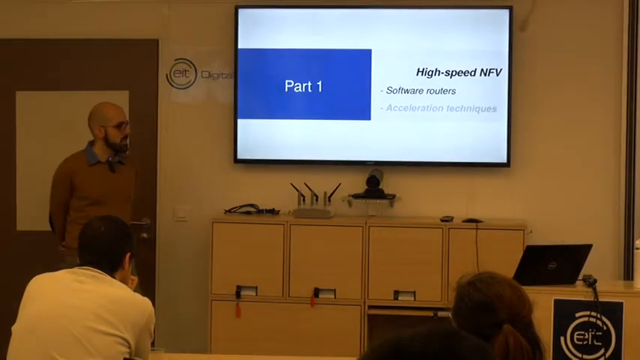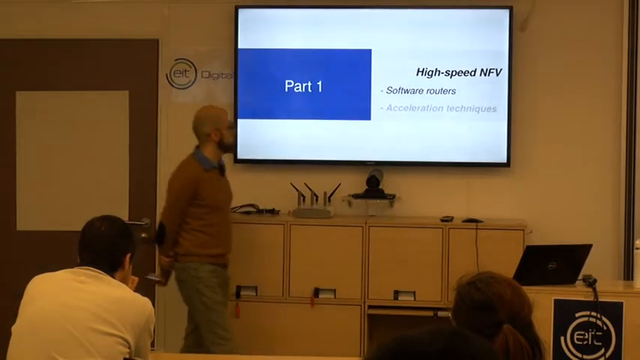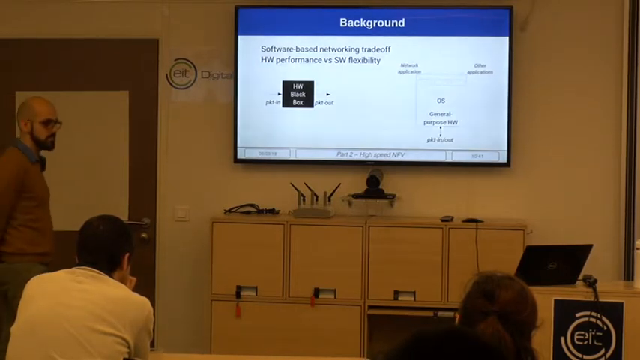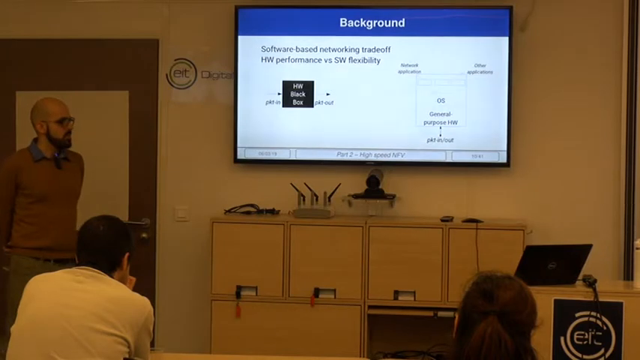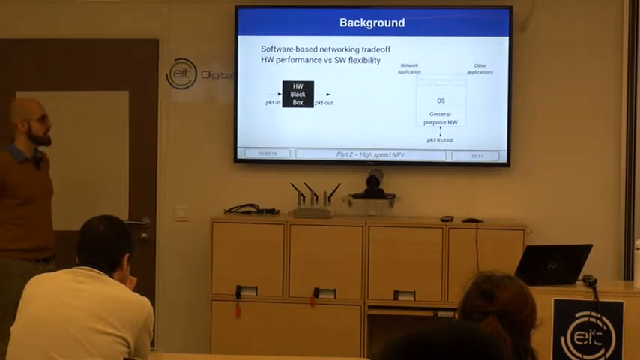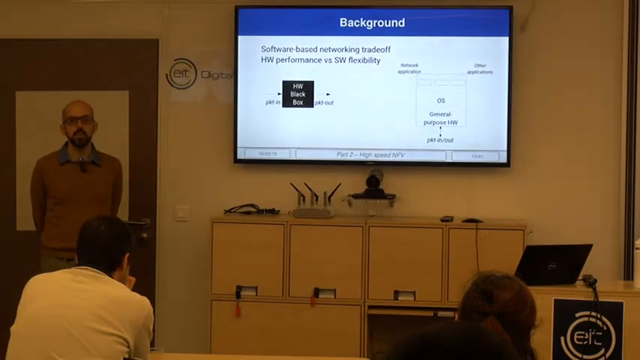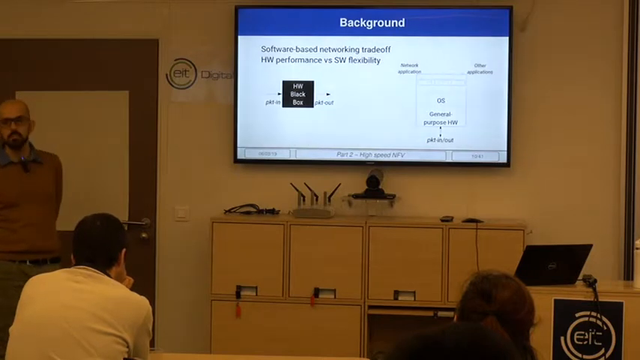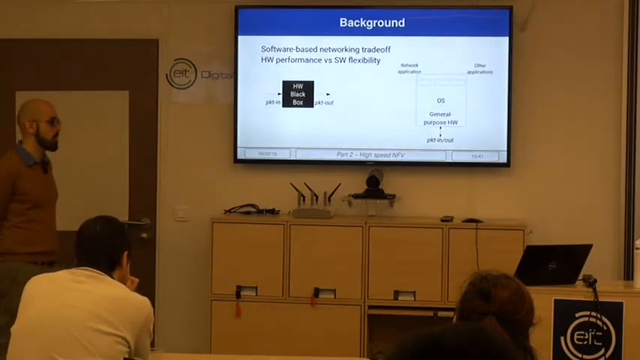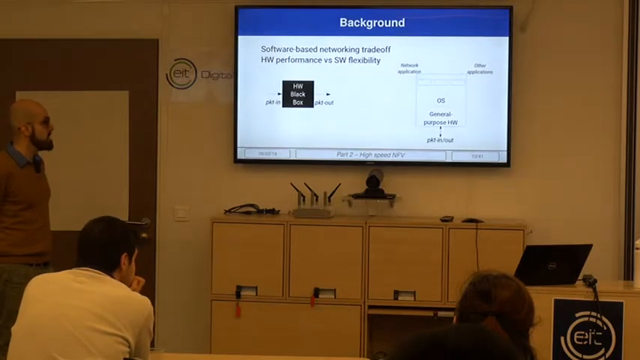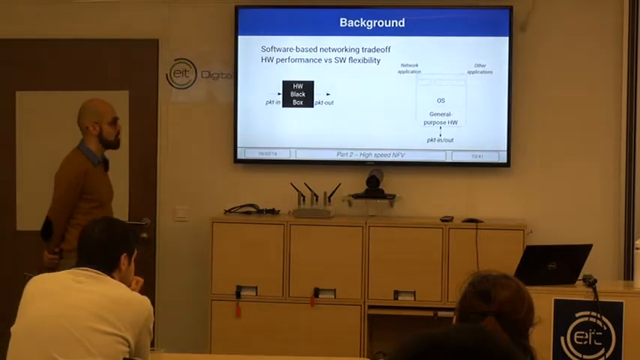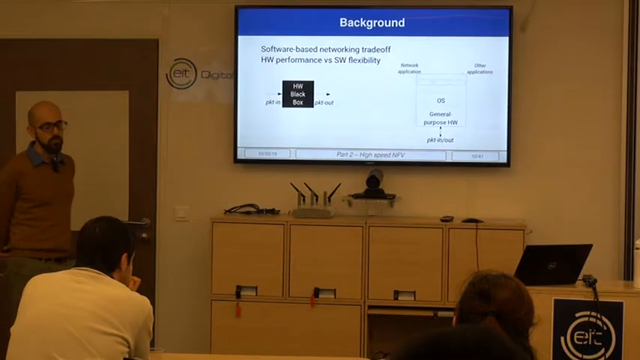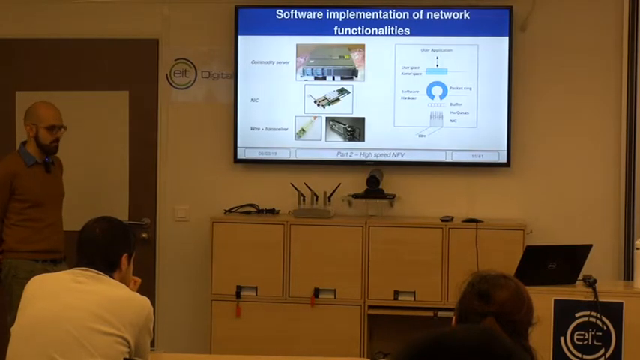So now let's start with part one. I'm on schedule, and so that's very good. Some background on software routers. The softwarization of networking is based on a trade-off between the functionality and the speed of the hardware black boxes and the flexibility of the equivalent software component. So what we have here is that we want to get rid of the hardware black boxes, and we want to use general purpose hardware on top of which we can build our network application.